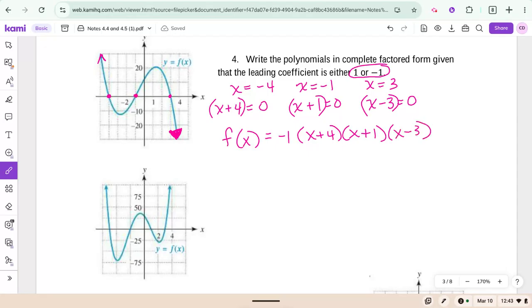Now often when we write a function and the leading coefficient is -1, we mathematicians get a little bit lazy and we don't always put the 1. It might just be a negative sign. Know that these two mean the same thing.